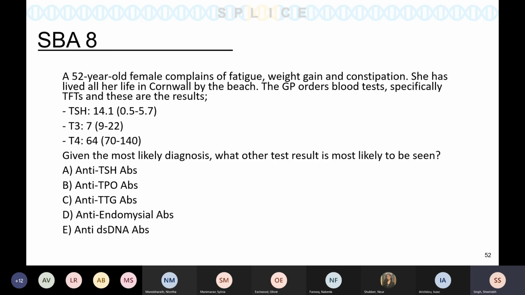Sorry about the ambulance. Okay, next SBA.